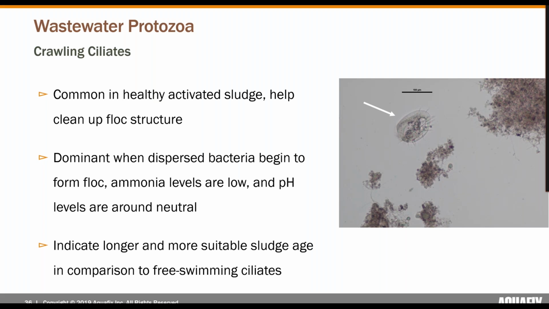So they're commonly dominant when floc formation and strong floc structure is present, ammonia levels are low, and pH levels are around neutral. And so because of this, crawling ciliates indicate an older and more sustainable and optimal sludge age in comparison to swimming ciliates, as they're going to be primarily consuming flocculated bacteria rather than free bacteria in the bulk liquid.